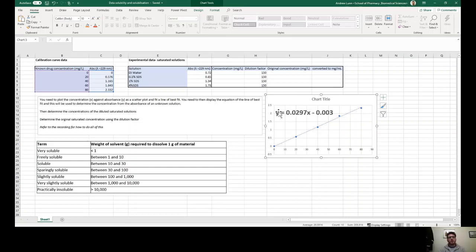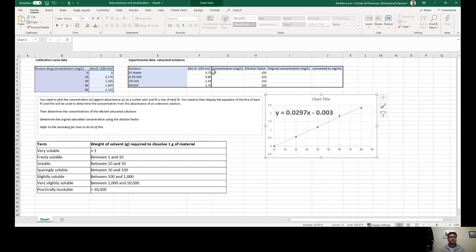So we want to use this. Essentially the formula is Y equals 0.0297X. We want to use that to determine X for known values of Y. And so, of course, to get X, we will do Y divided by 0.0297, and that will give us our value.